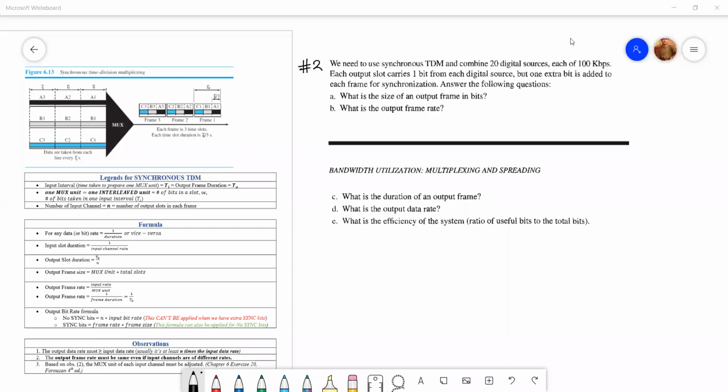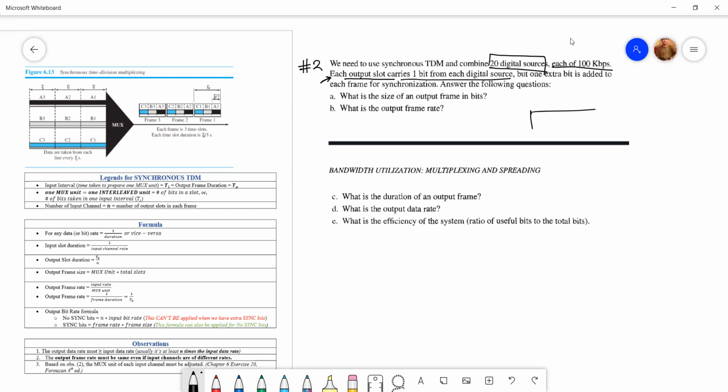Now let us take the second example. In the second example, we are doing a math of the synchronous TDM in which we combine 20 digital sources, meaning that our number of channels is 20, and each of the digital sources is carrying 100 kbps. They have also said that each output slot, in each of the frames, carries one bit from each of the digital sources.